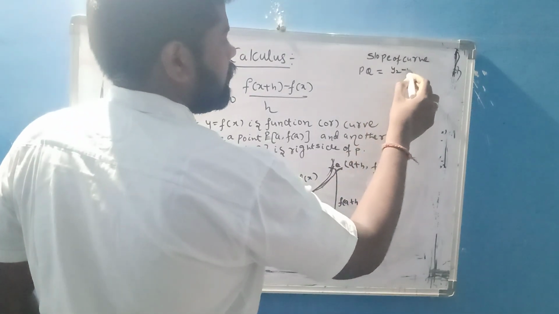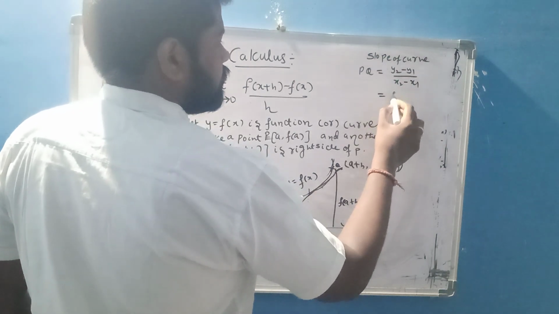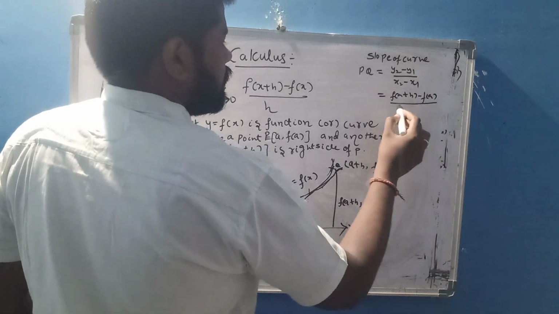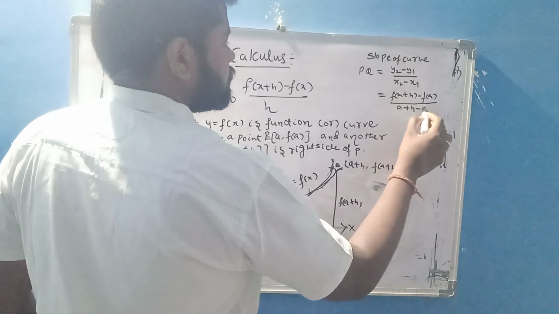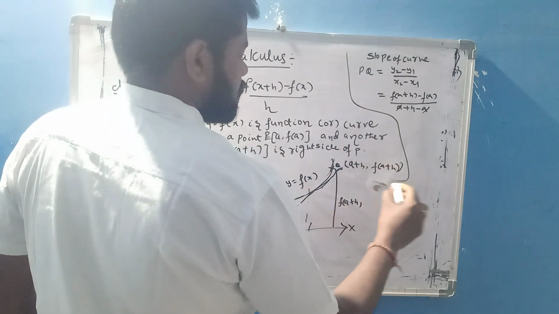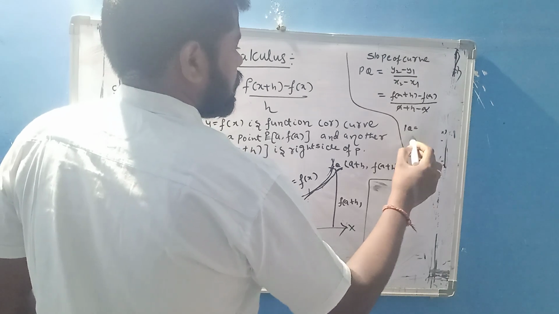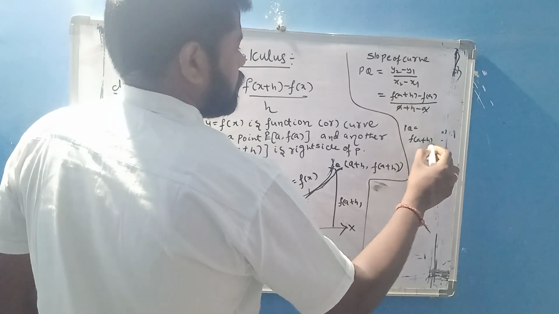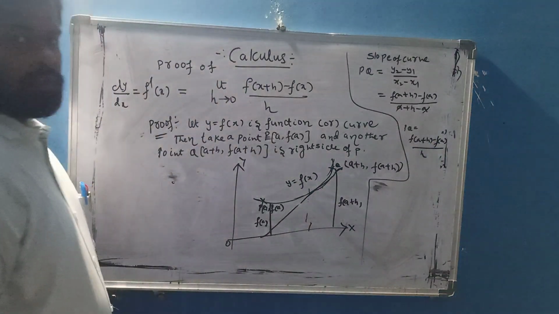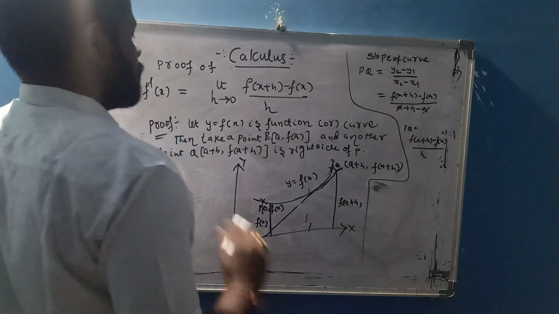Two points are there. What is the formula? y2 minus y1 by x2 minus x1. After that, f of a plus h minus f of a by a plus h minus a. Here a cancels. Then the slope of the curve, how much are you getting? PQ is equal to f of a plus h minus f of a by h.